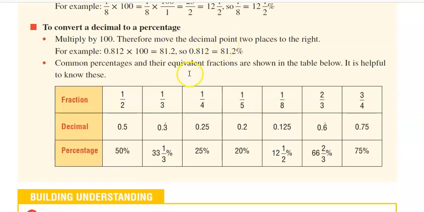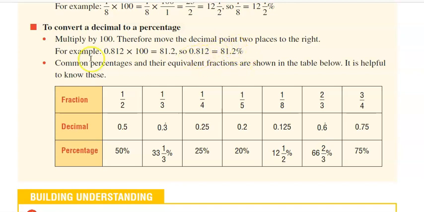And lastly, to convert a decimal to a percentage, again, you just multiply by 100. Therefore, we're going to move the decimal point 2 places to the right this time when we multiply. So for example, 0.812, to convert that decimal to a percentage, you just multiply by 100, which is 81.2. So 0.812 is the same as 81.2%.